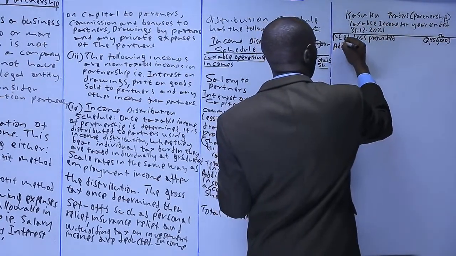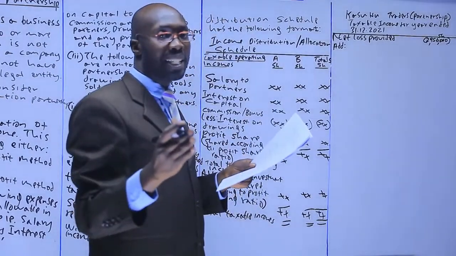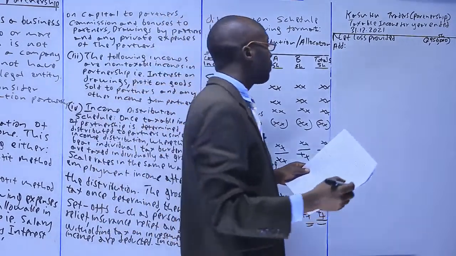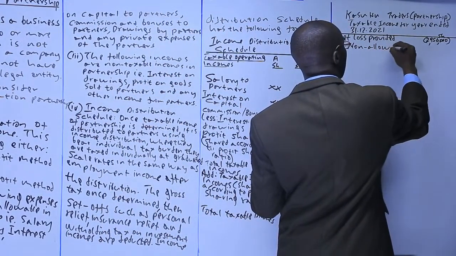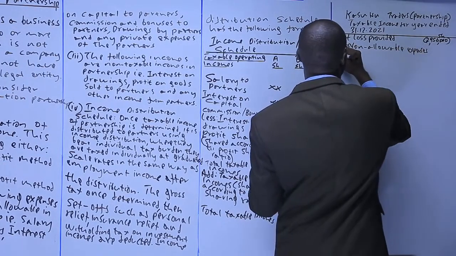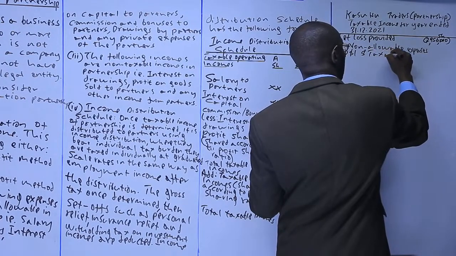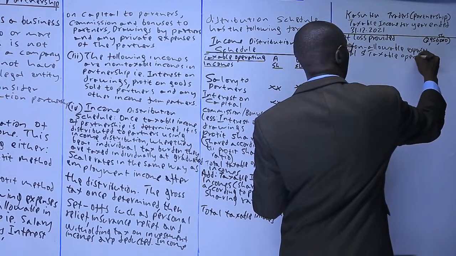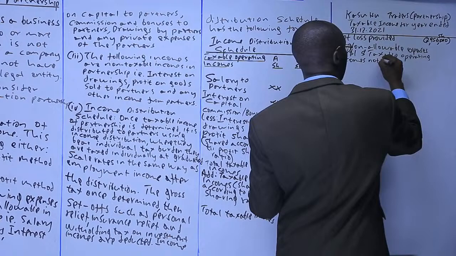Then we add, we had said when you're using the net profit method, you add non-allowable expenses in P&L and taxable operating income not in P&L.